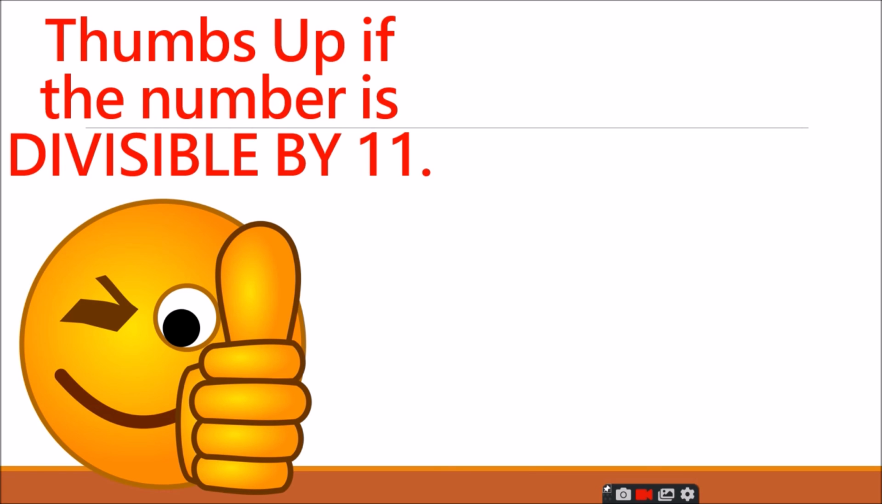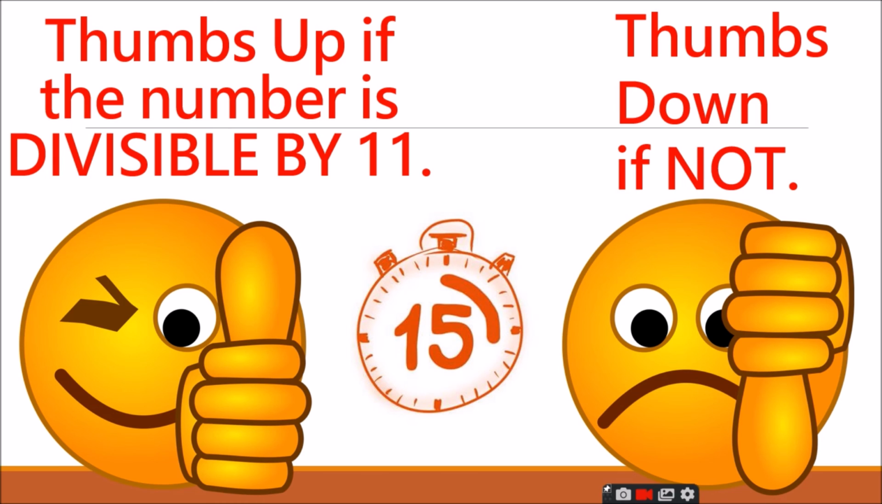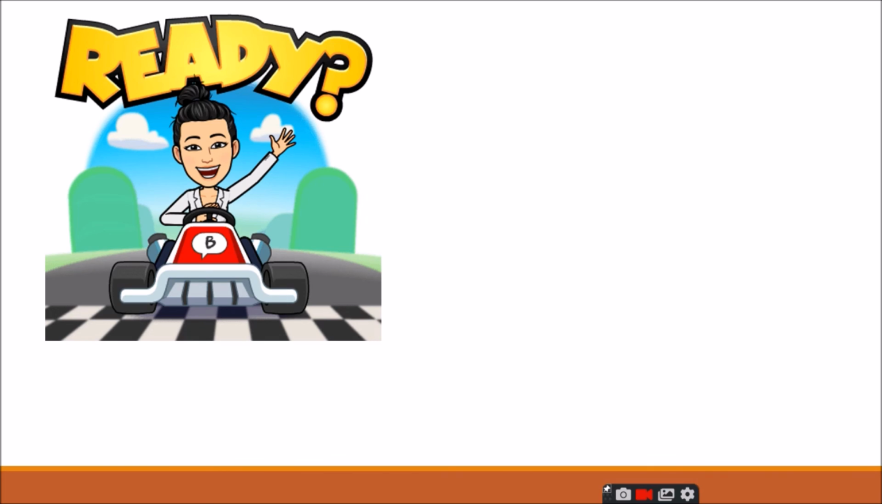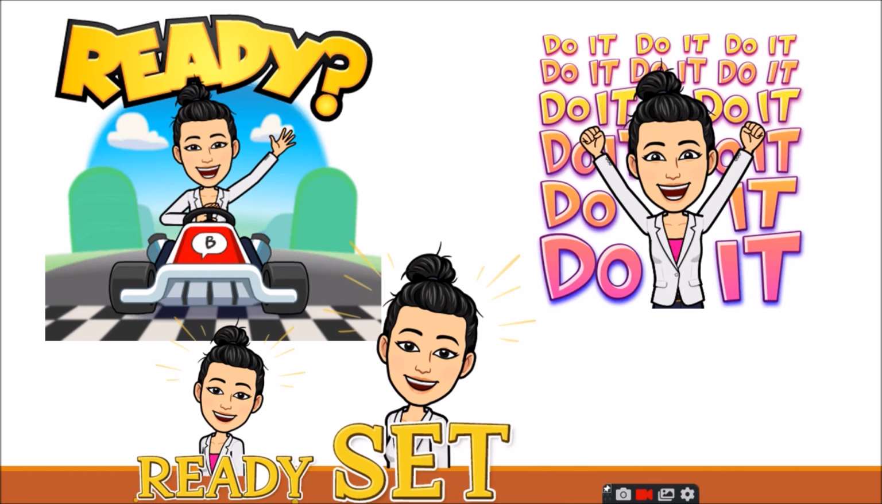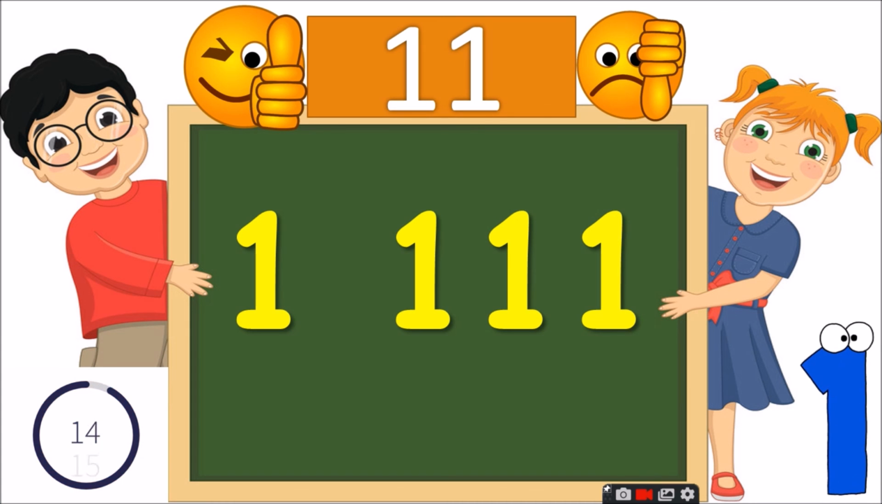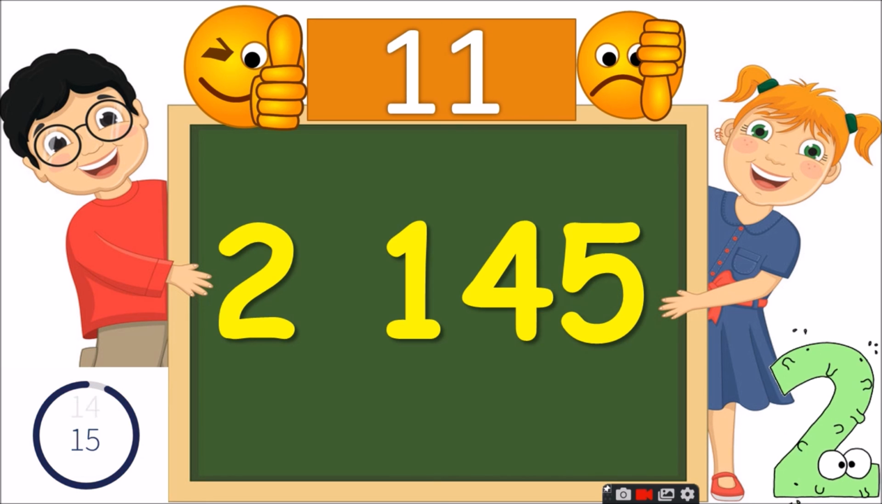Now, let's have the activity. Thumbs up if the number is divisible by 11 and thumbs down if it's not. You are given 15 seconds to finish the activity. Ready? Do it! Ready, set, and go! Thumbs up or thumbs down. Is this number divisible by 11? It's thumbs up.